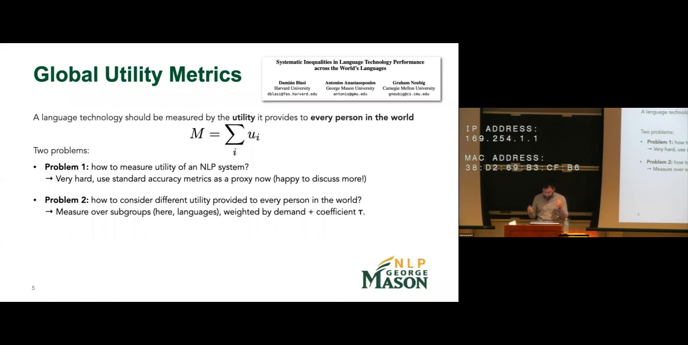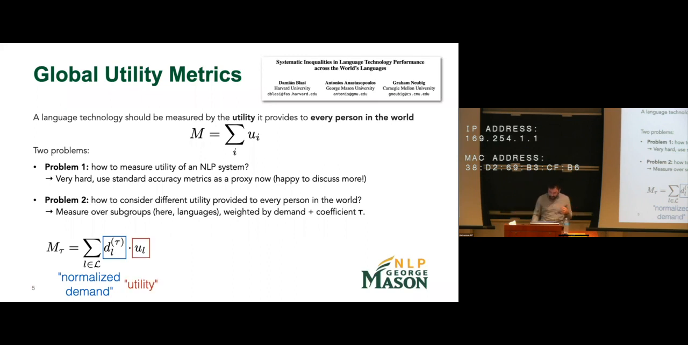So let's say we are going to instead measure over subgroups, and a natural group to group people into is their languages. So instead we can take this metric and use some sort of demand for a given group for a language L, and then some sort of utility measure for that particular language. If you have that and you sum over all of the languages, now you have some measure of the global utility, or how much good you did in the world, right?